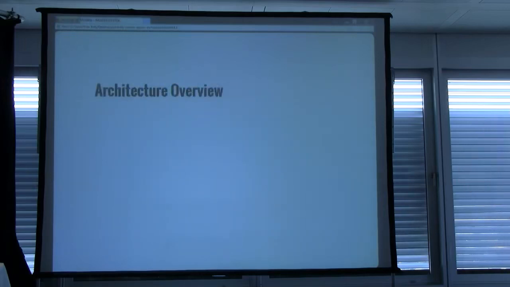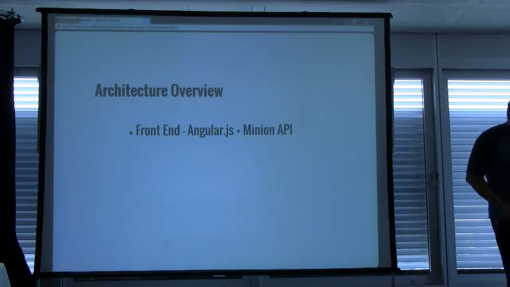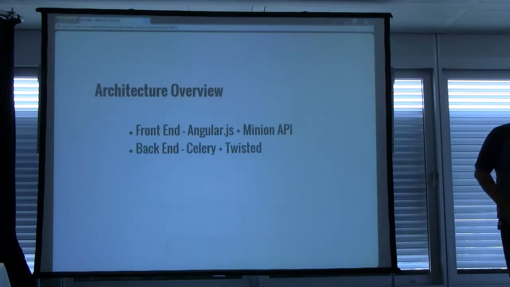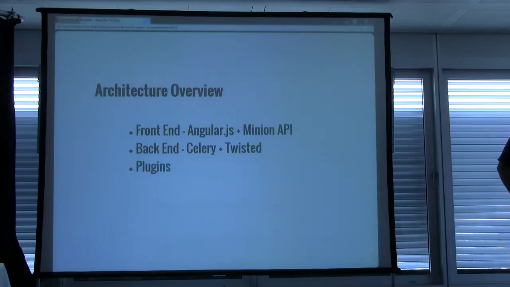From an architecture perspective, it's not a terribly complex application. The front end itself is written in Angular.js and it invokes a Minion API. That Minion API is provided by a back end that is built on top of Celery and Twisted. And the plugins themselves are just Python script wrap tools. We've got a couple of different templates for how they can be invoked.